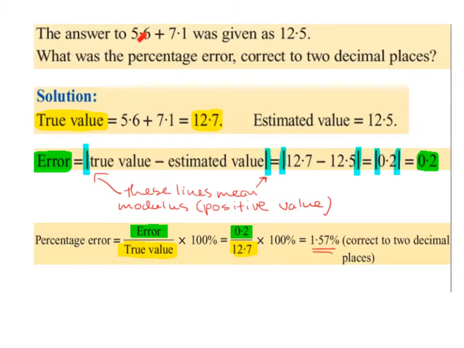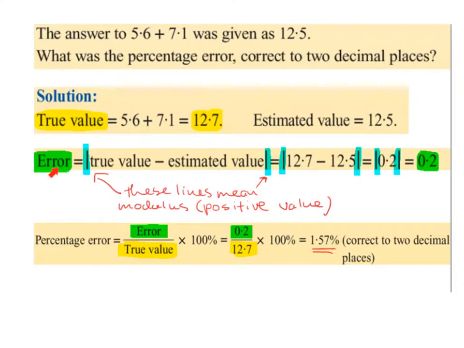The answer to 5.6 plus 7.1 was given as 12.5. What was the percentage error corrected to 2 decimal places? So our true value is 5.6 plus 7.1, which is 12.7. And the estimated value was 12.5.